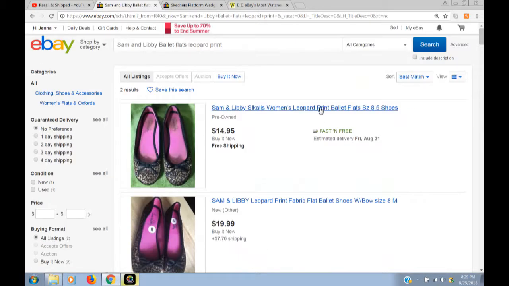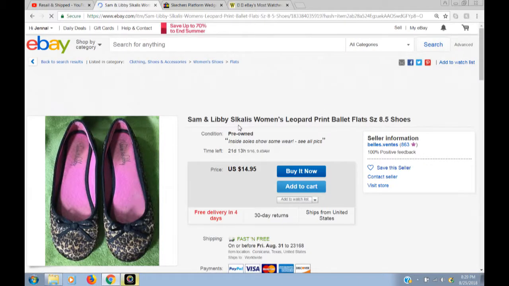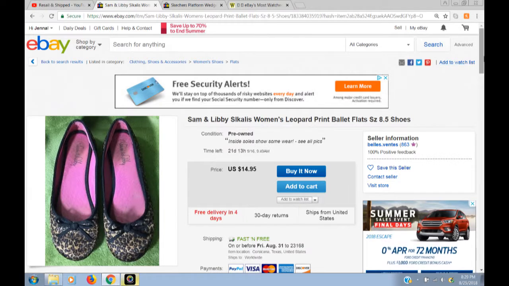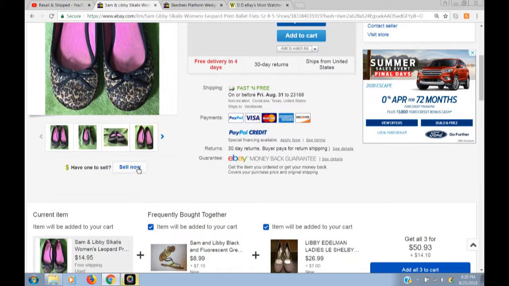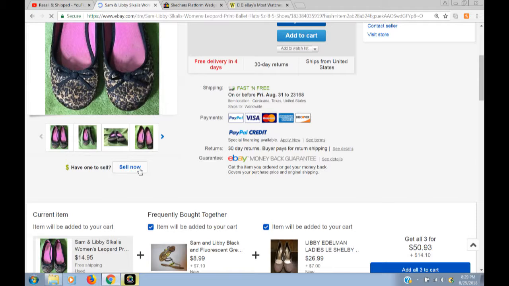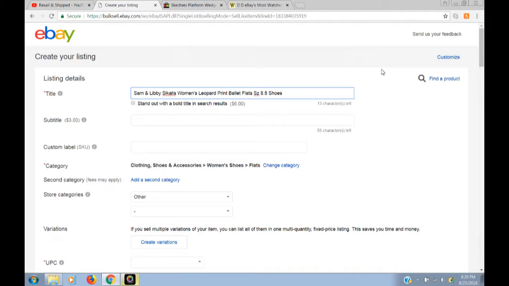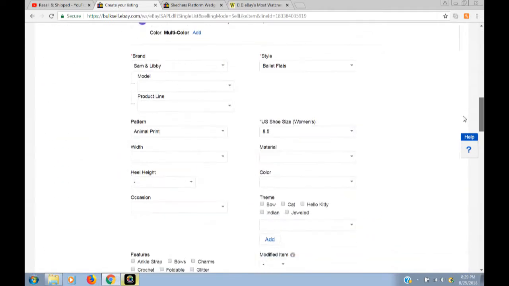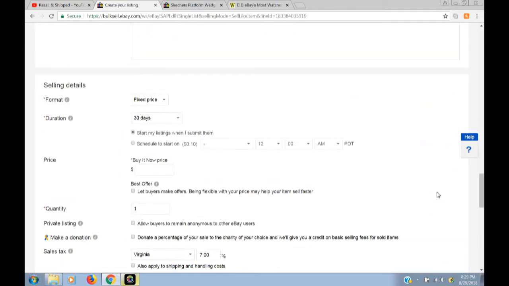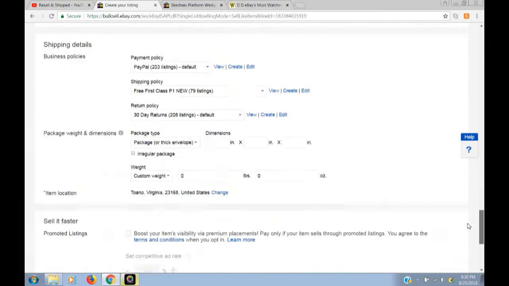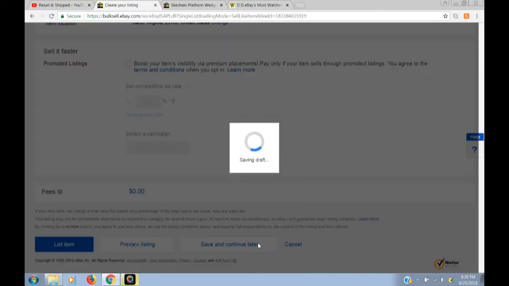So that's what I'll go ahead and do. I'm going to take this one. I don't know what that means. Inside soles show some wear. And I will take that pair of shoes, scroll down to the bottom, and I'm going to do $15 shipped. And I will save and continue later.